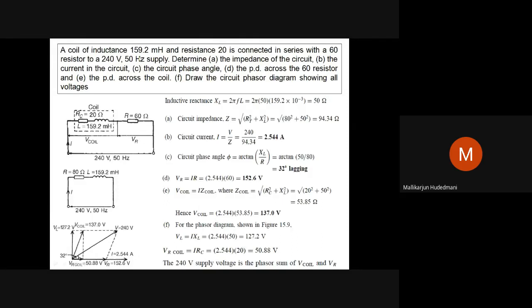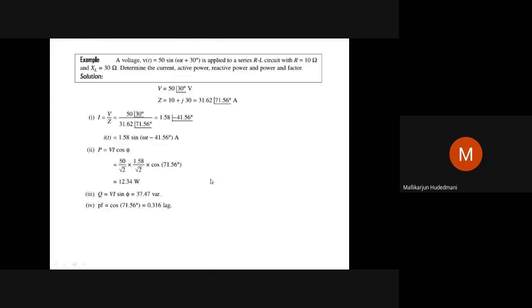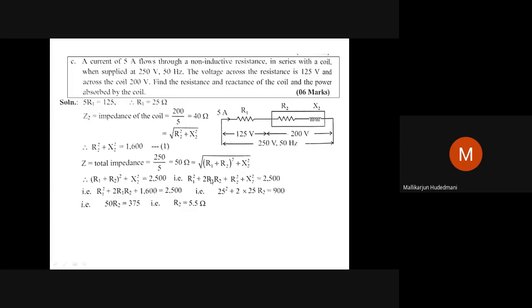This is actually called an R-RL kind of circuit. So this way we'll be able to draw a vector representation. Then moving to the next question.